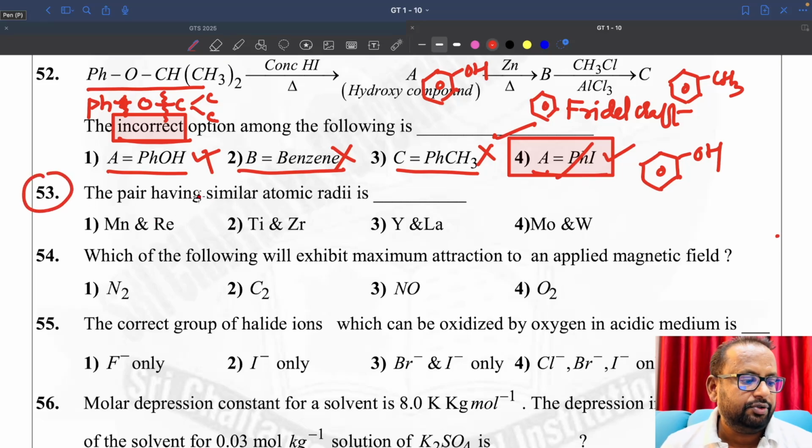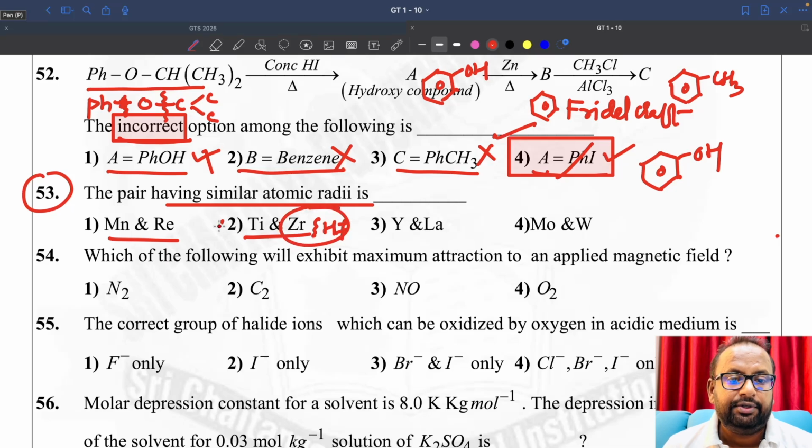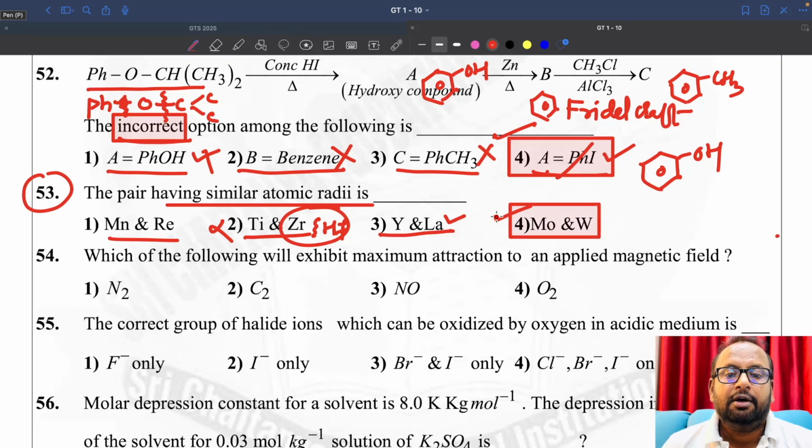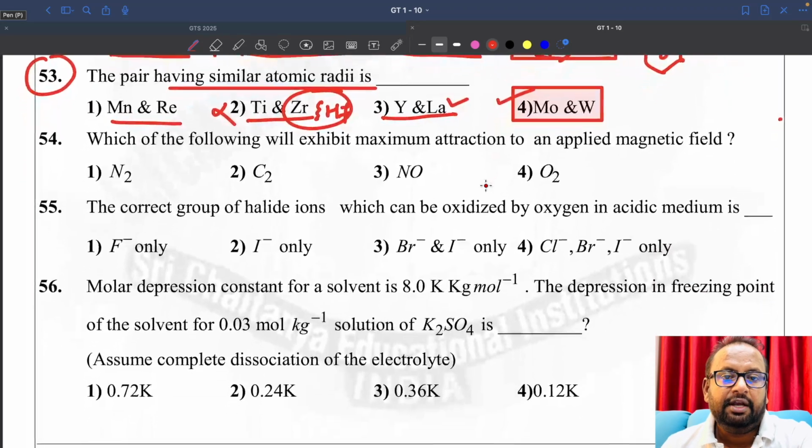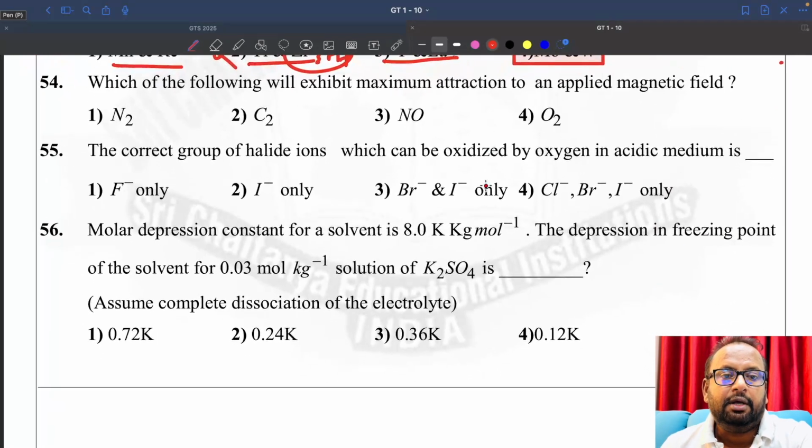Okay, next we'll move to the 53rd question. The pair having similar atomic radii: manganese and radium, titanium and zirconium. Zirconium and hafnium are the same due to lanthanide contraction, that we know. So this is not our answer. Lanthanum and yttrium are different groups. Molybdenum and tungsten are both in the same group, and this is our answer. Both of them have the same kind of structure and the same kind of radii also.